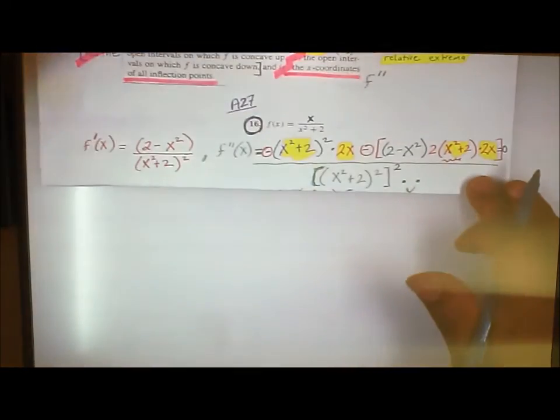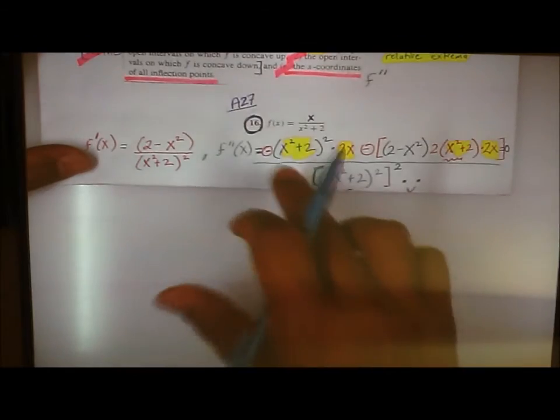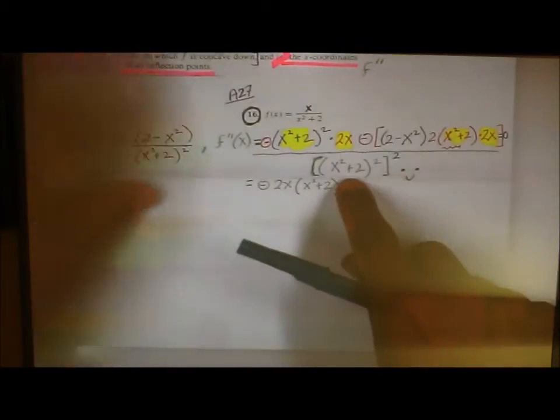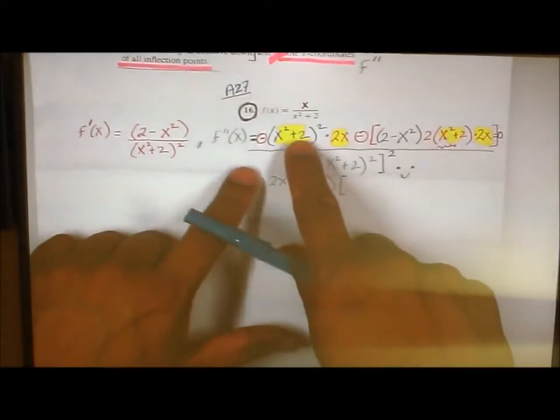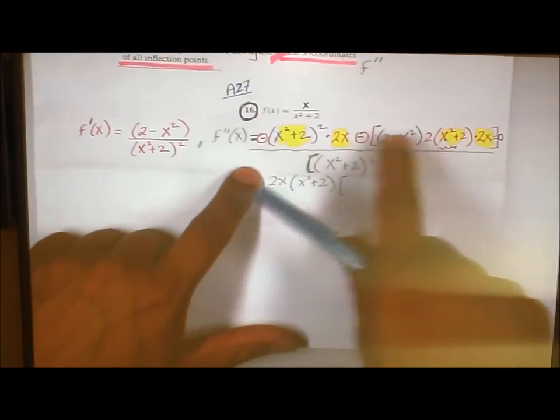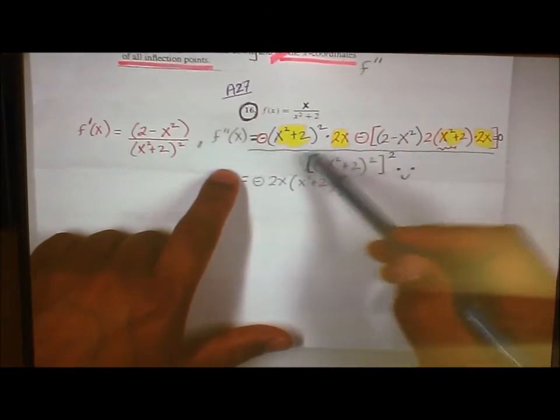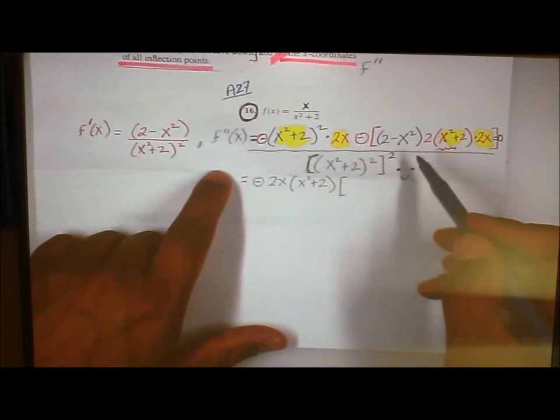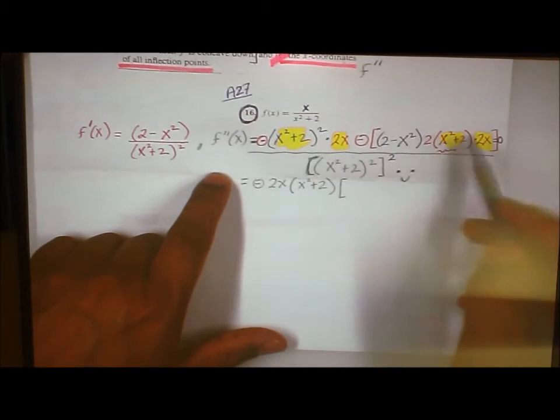Okay, I repeat the same process. I'm going to take my f double prime and set it equal to 0, and then try to solve this equation. But before I can do that, I really need to clean this numerator up a little bit. So I've got two options. I can either FOIL that and distribute and multiply everything out and then combine like terms. That's one way to simplify the numerator.